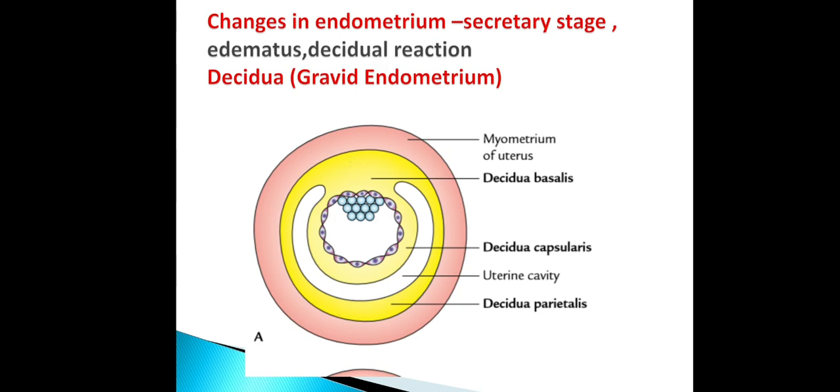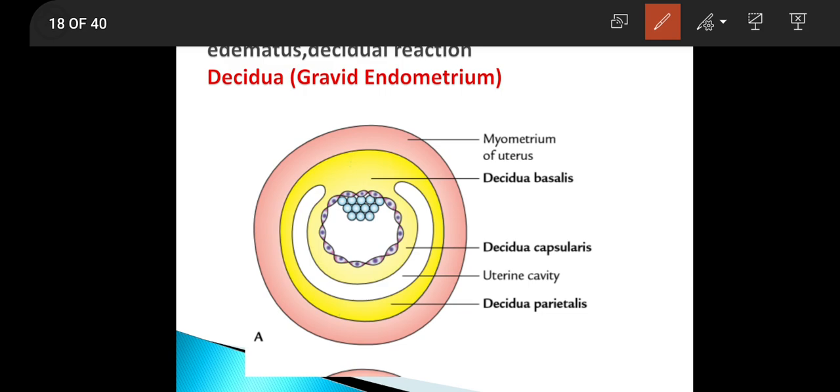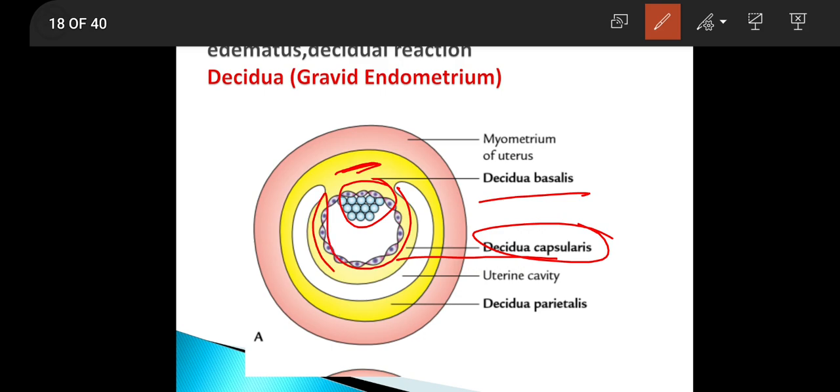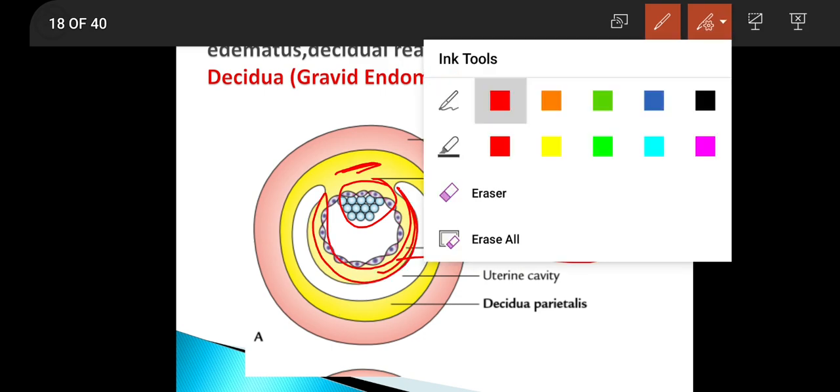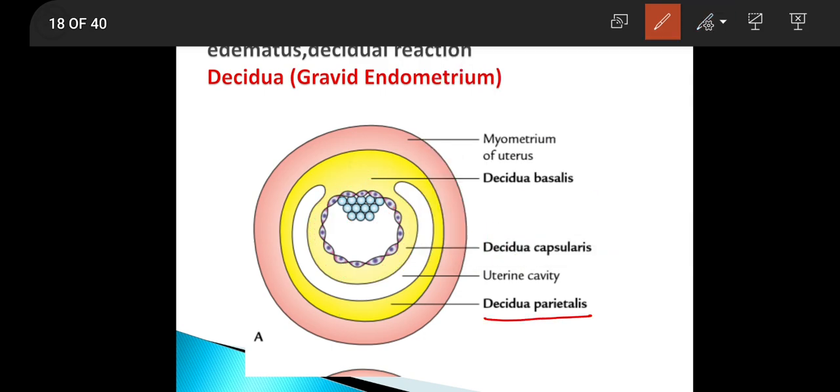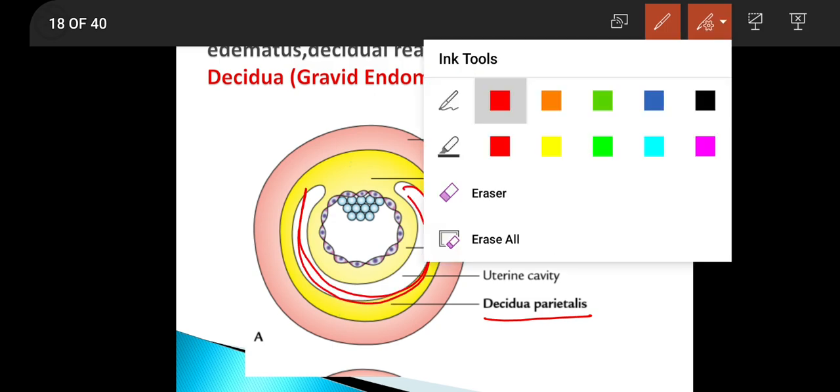So the endometrium after implantation is called decidua, and this decidua is divided into three parts. Decidua basalis, which is related with the embryonic pole of the blastocyst. Decidua capsularis, which is covering the embryo just like a capsule, and the decidua parietalis, which is lining the uterine cavity.